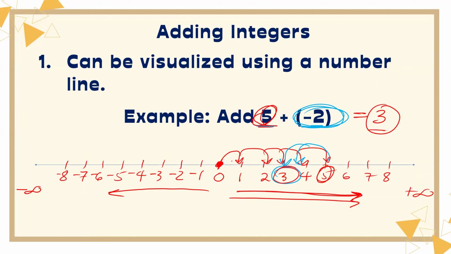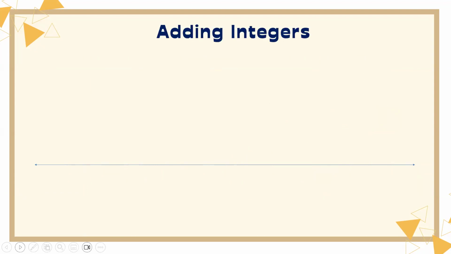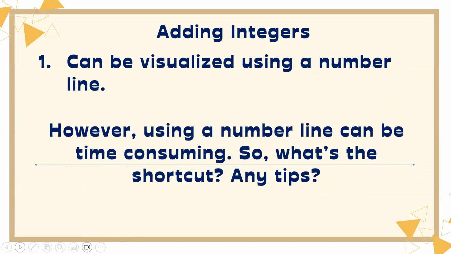However, you noticed that adding integers using number lines can be time consuming. You need to draw the number line, the numbers on it, and then you move from left to right depending on the quantity of the number that you are given. So that's a limitation of using the number line when adding integers. So what's the shortcut or any tips?